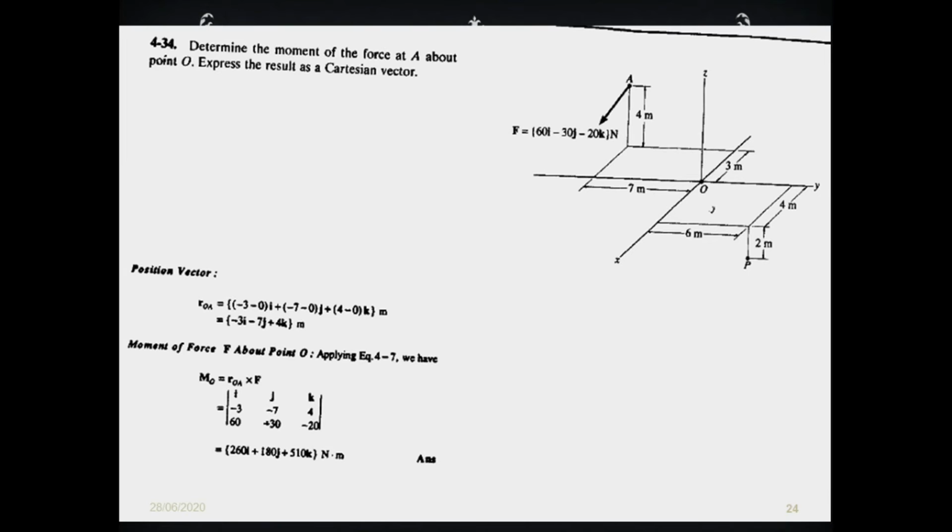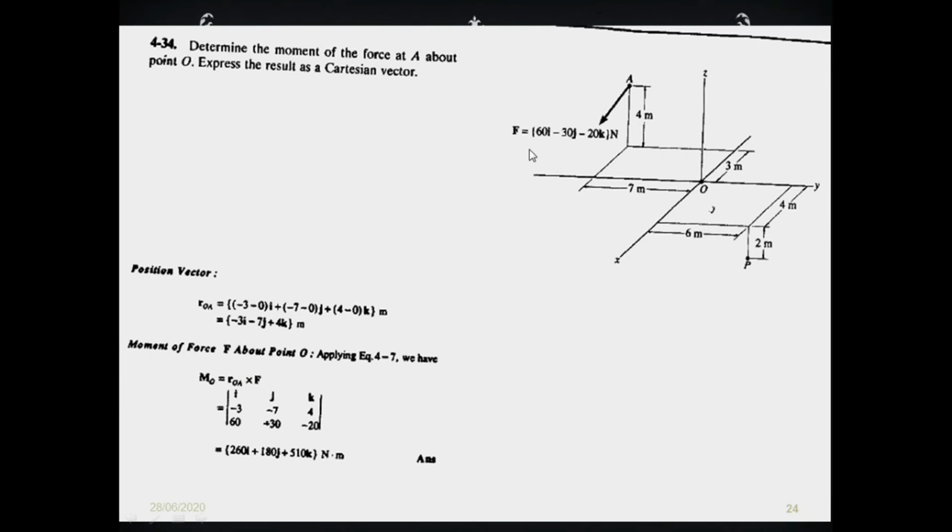Okay. Then we go for the moment of the force about point O. Since he is interested in the moment, not scalar but Cartesian, we know the formula from the previous lecture. We know the Cartesian vector formula for moment: MO is equal to r cross F. Moment about any point O is equal to r cross F. Here r will be the position vector rOA that we took from O to point A. So i j k, rOA is what? Minus 3i minus 7j plus 4k. And what is going to be the F?